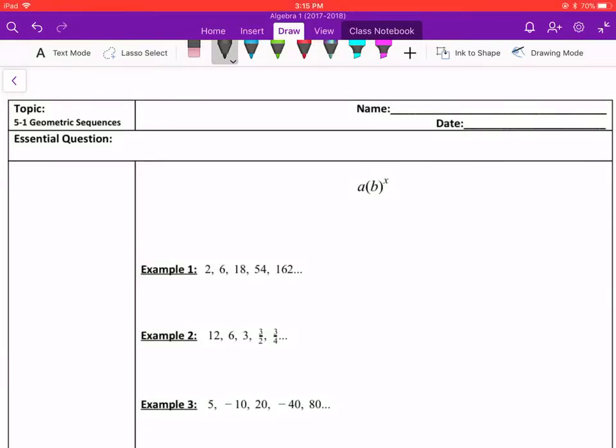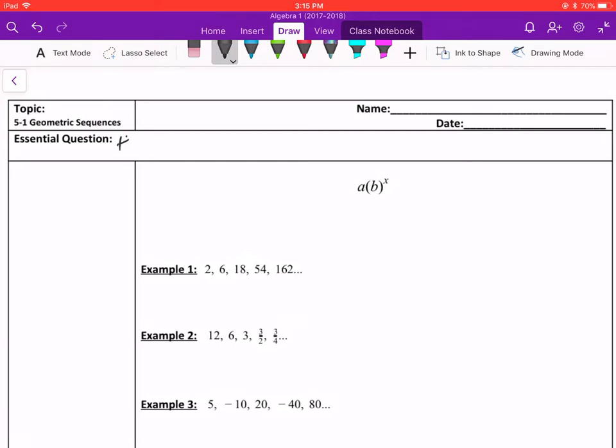Hey guys, it's Mr. Wynn, and I want to talk about geometric sequences. This is the first section of Unit 5, kind of an intro, but it's going to be about geometric sequences and how it relates to the actual exponential functions we're going to talk about this unit.